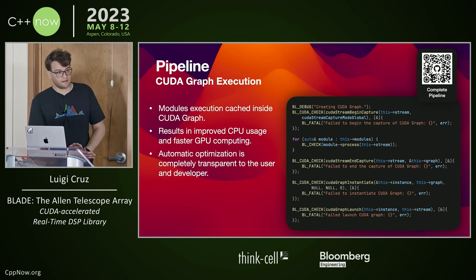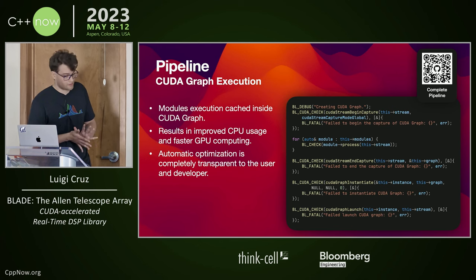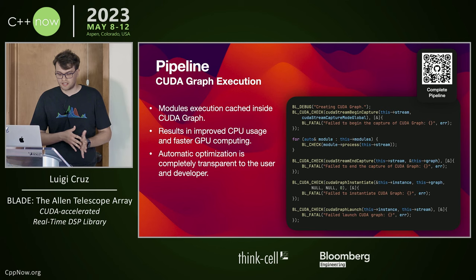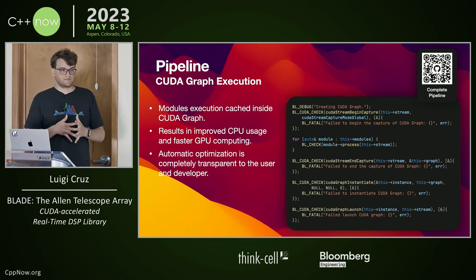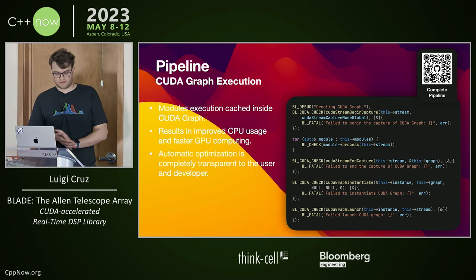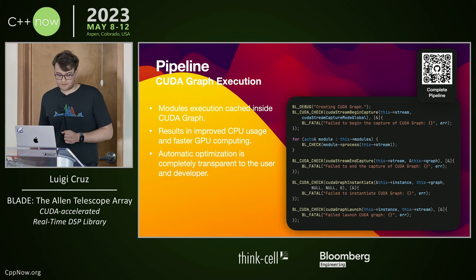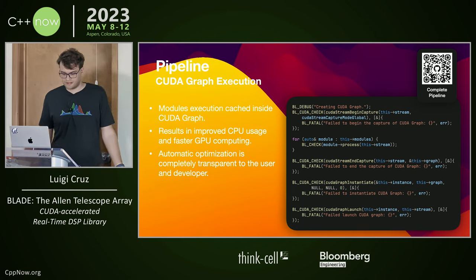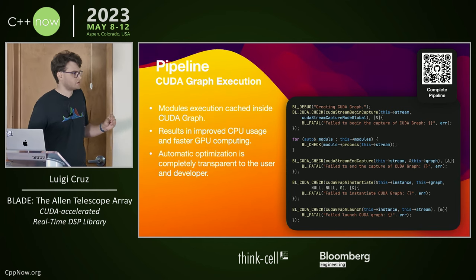And another important optimization of Blade is the usage of CUDA graphs. The CUDA kernel inside each module is registered with a CUDA graph during execution. This results in lower CPU usage, and it's also a little bit faster on the GPU compute. This is one of the abstracted optimizations that we use, that the developer doesn't even need to know about, because it's completely transparent. So when you connect the module, it will register.